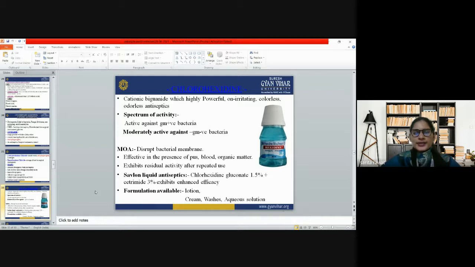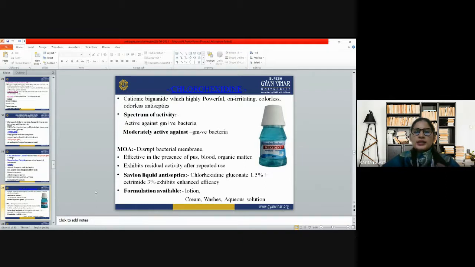Now, when we talk about chlorhexidine, chlorhexidine is a cationic biguanide which is highly potent, non-irritating, colorless, odorless, and antiseptic. The spectrum of activity of chlorhexidine includes activity against gram-positive bacteria, and moderate activity against gram-negative bacteria. Its mode of action is to disrupt the bacterial membrane, and it is effective in the presence of pus, blood, and organic matter. Then it exhibits residual activity after repeated use.